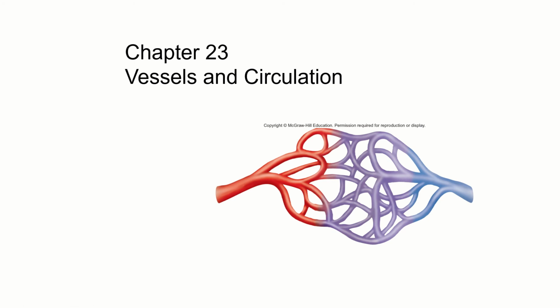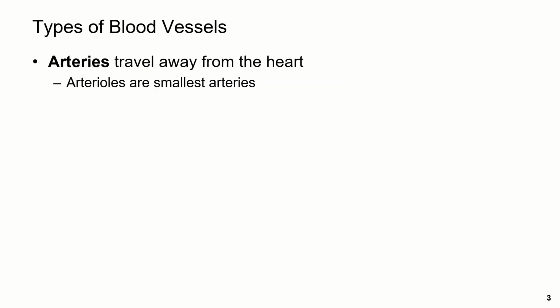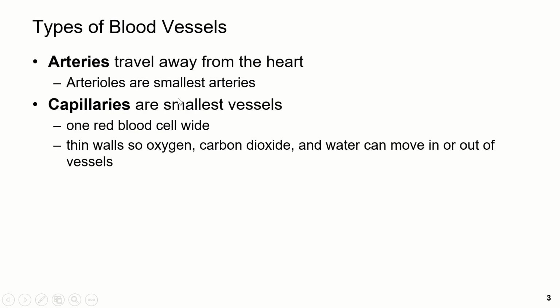So today we're going to start talking about blood vessels and how blood circulates through the body. We're going to start off by talking about the various types of blood vessels in the body. So you remember, we talked about this when we talked about the heart, that arteries carry blood away from the heart. They branch as they travel away from the heart into smaller vessels, and the arterioles are the smallest of the arteries. They're going to carry blood to capillaries, which are the smallest blood vessels in the body.